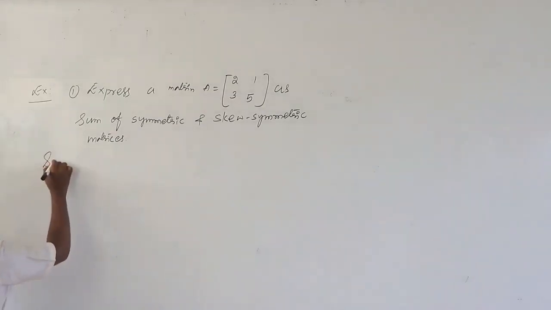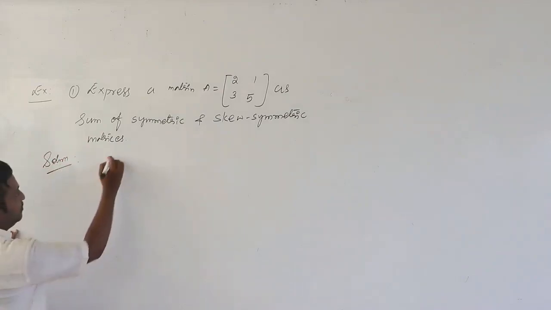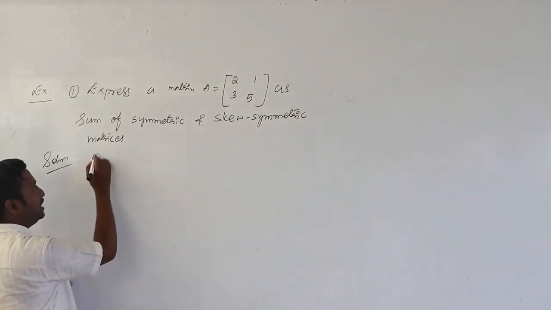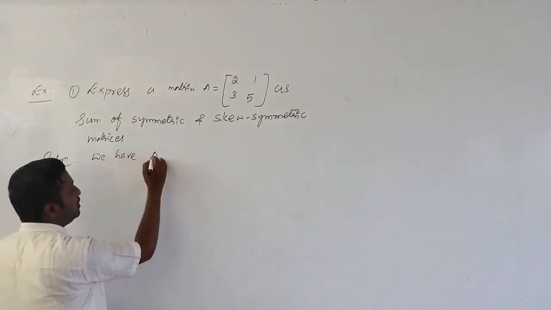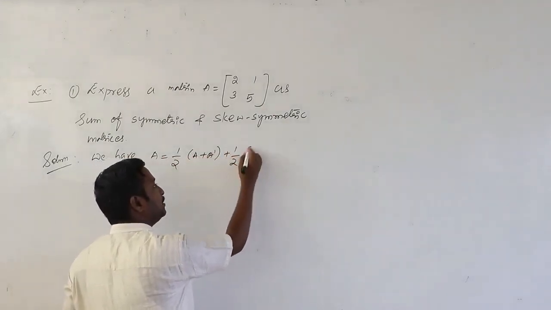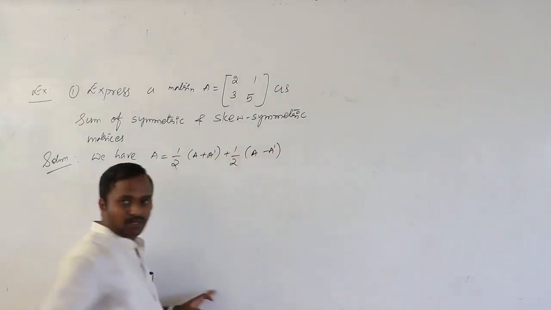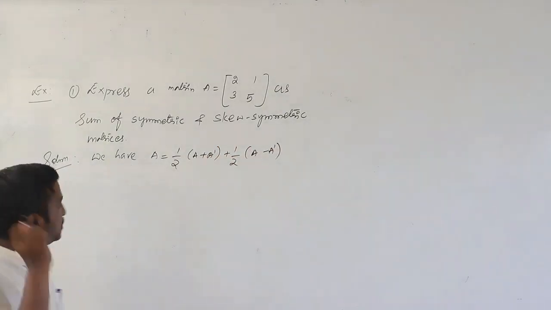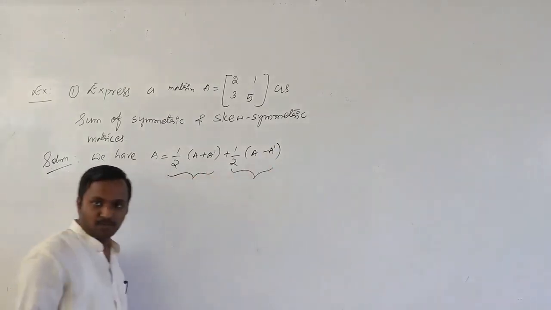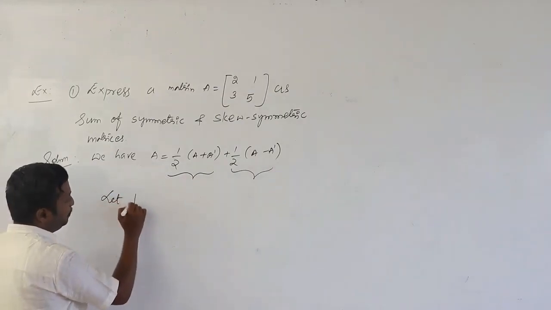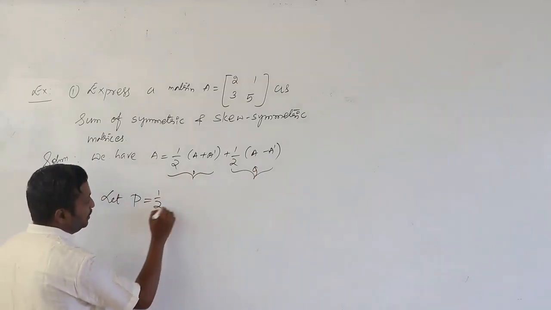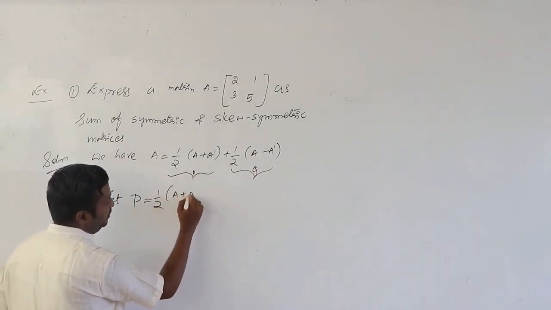Like in the previous theorem, we know the property: A is equal to 1/2 (A plus A dash) plus 1/2 (A minus A dash). Now let us take this part and this part separately. I will take this as the P matrix and this as Q. Let us take 1/2 (A plus A dash).